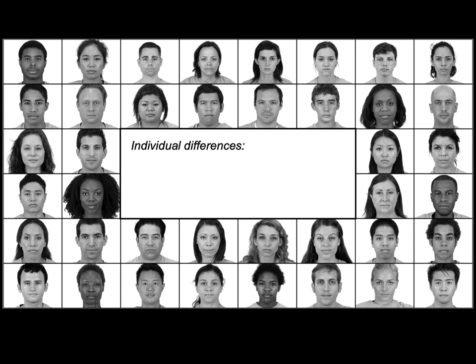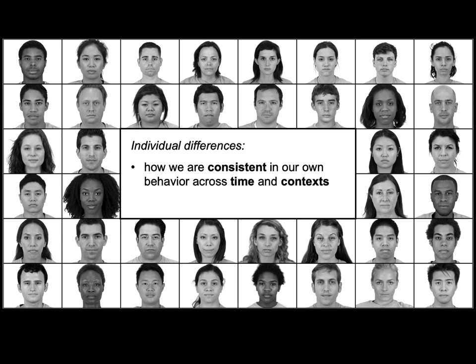So just to start with defining individual differences, usually when we talk about individual differences, we mean ways that we're consistent in our own behavior across time and contexts, while also being reliably different from others. And so we all know from living in society that these things are real, right? They're present in cognition and behavior. We all have our own strengths and weaknesses and idiosyncrasies.